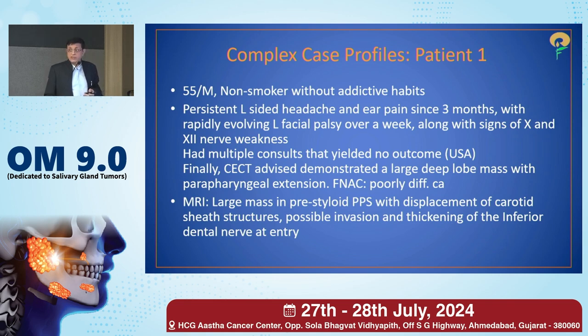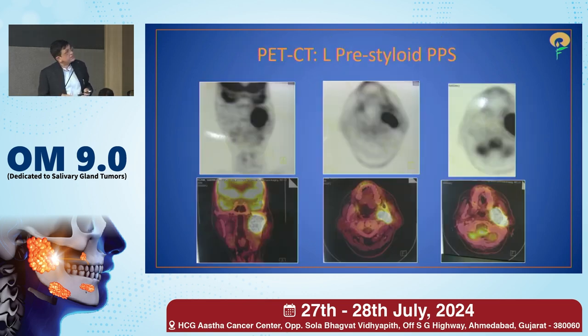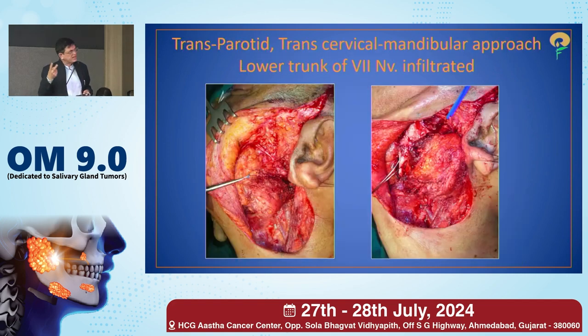So we had to evolve a strategy which is appropriate for this. So here is the patient pre-op. You can see that he has a lower motor neuron facial palsy. You can see it was a huge lesion like this getting into the parapharyngeal space with displacement of the carotids. I'll just take 1 minute.